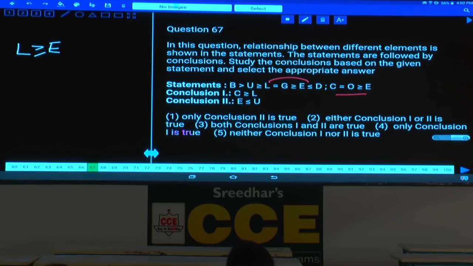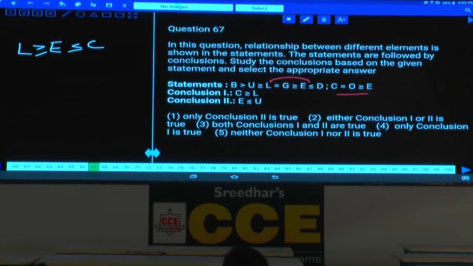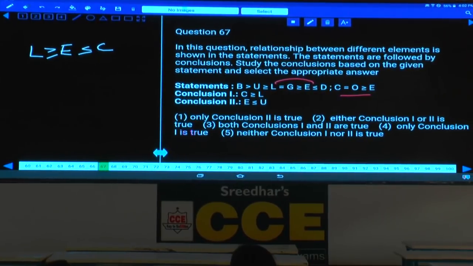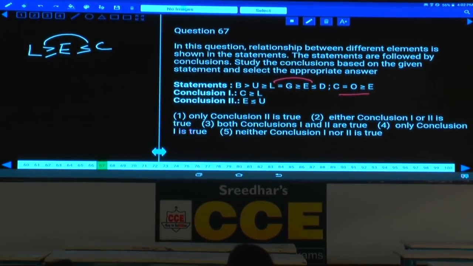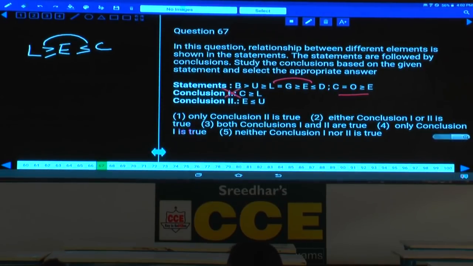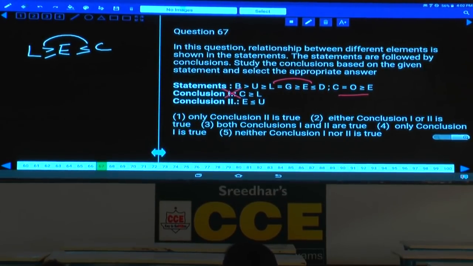And again C greater than or equals to E, as C is greater than or equals to E, E is lesser than or equals to C, isn't it? Hence what happened to this one between L and C? L and C, what is your answer here? 2 opposite symbols, hence no relation can be established, hence conclusion 1 does not follow.